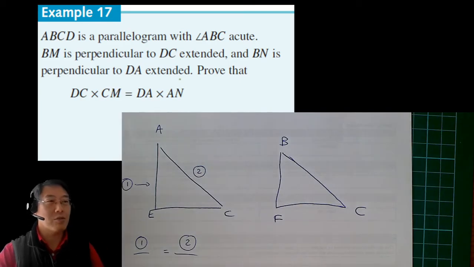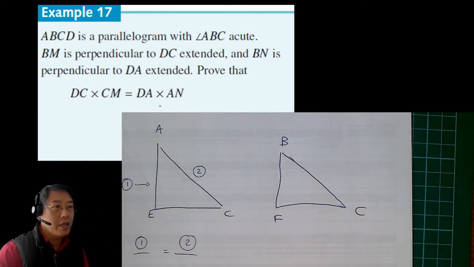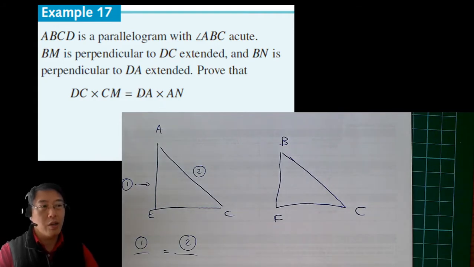Okay, sounds right. Okay, so BM is perpendicular to DC extended, and BN is perpendicular to DA extended. So again, you need to come up with a drawing. Once you come up with a drawing, you identify the two triangles you want to compare, look for a similarity property, and then you can write your ratios, and then when you rearrange your ratio, you should have a product like that. Okay?